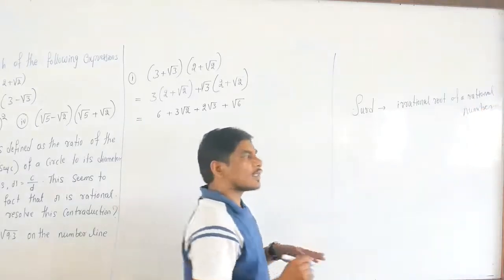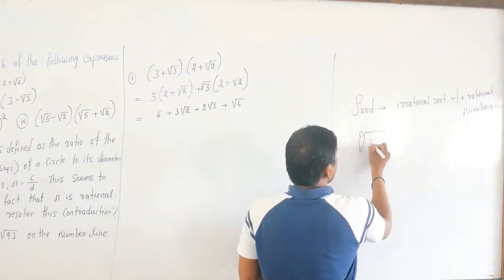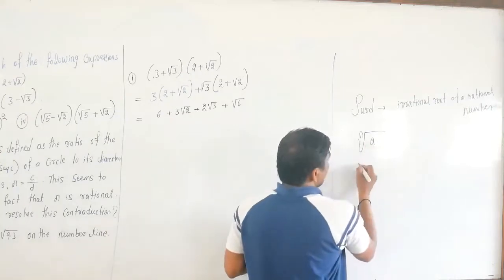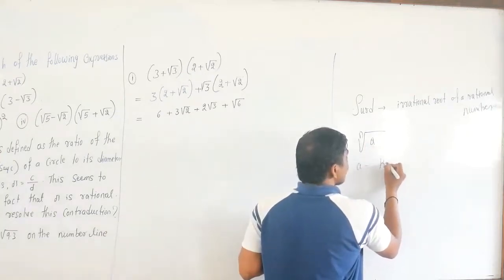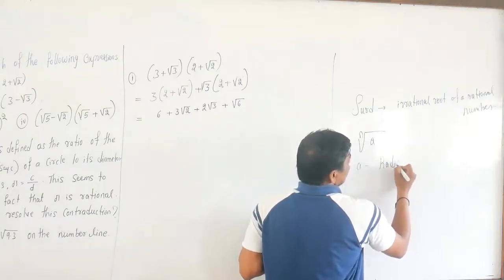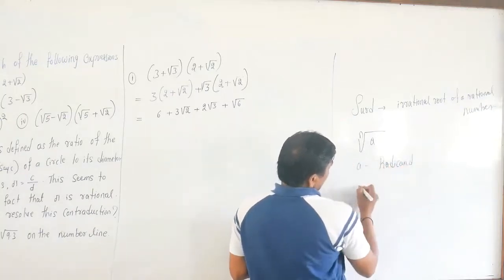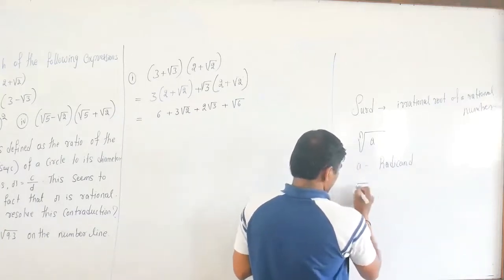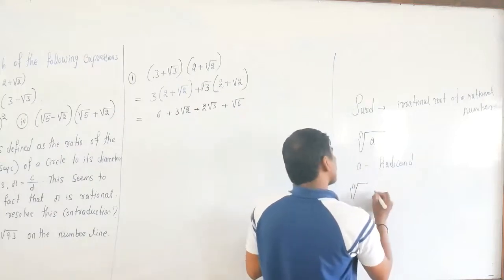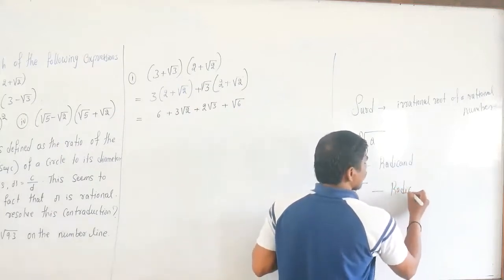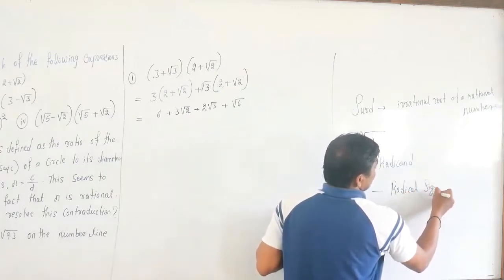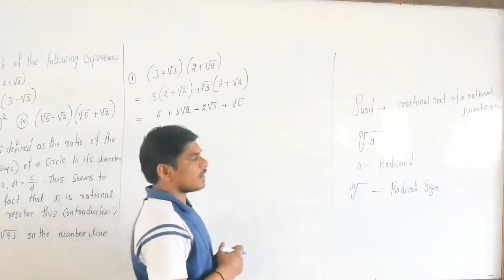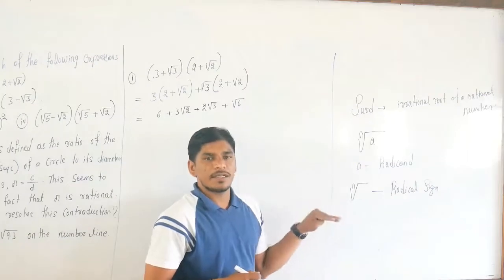Now the general form of a surd is nth root of a. Nth root of a is the general form of a surd. In this form, a is the radicand and n is the root, the nth root. This is the radical sign. Now, the procedure of addition of surds is same order and same radical.